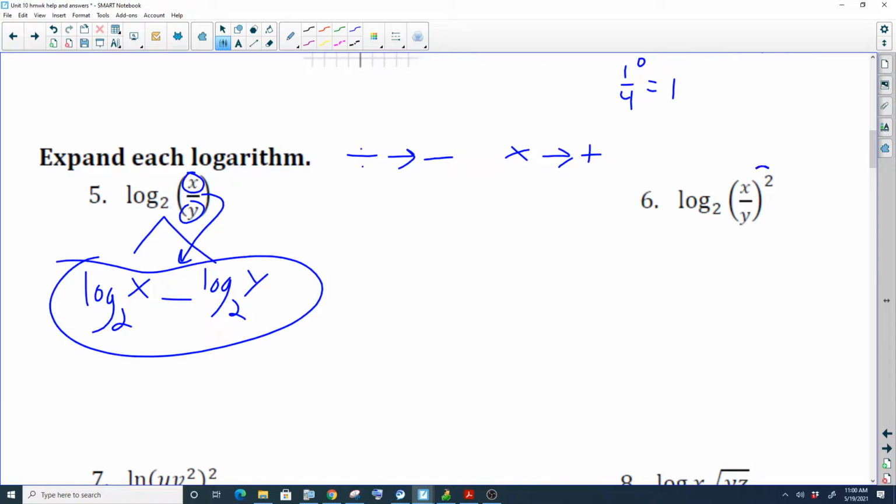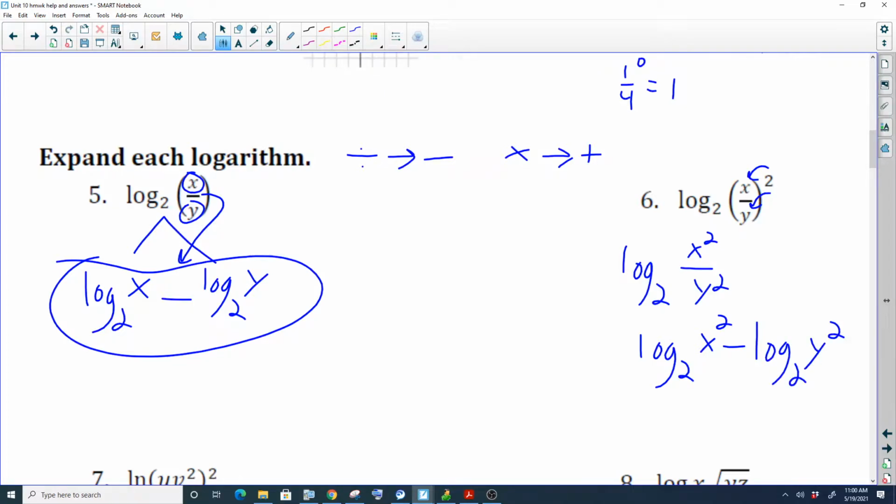Now for number 6, don't forget to distribute the 2 through first. So you get log base 2 of x squared over y squared. Watch out, lots of distractors on the test. So log base 2, it's going to be x squared minus, not just y squared. No, that's wrong. Remember, you got to put another log in there, log base 2 of y squared. Circle your answer. No, that's actually wrong.